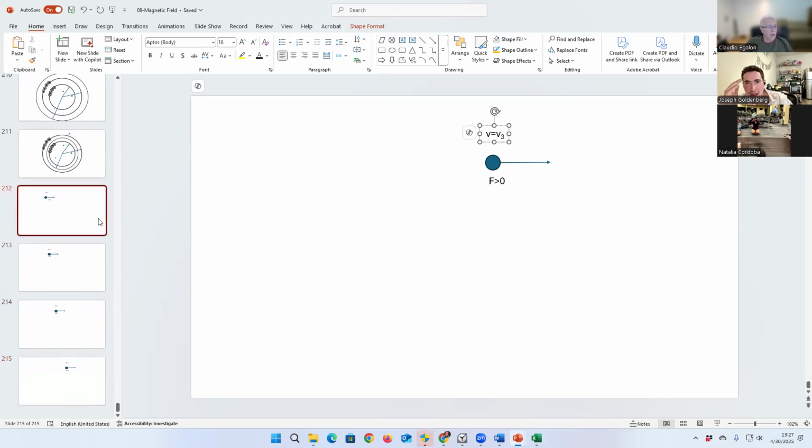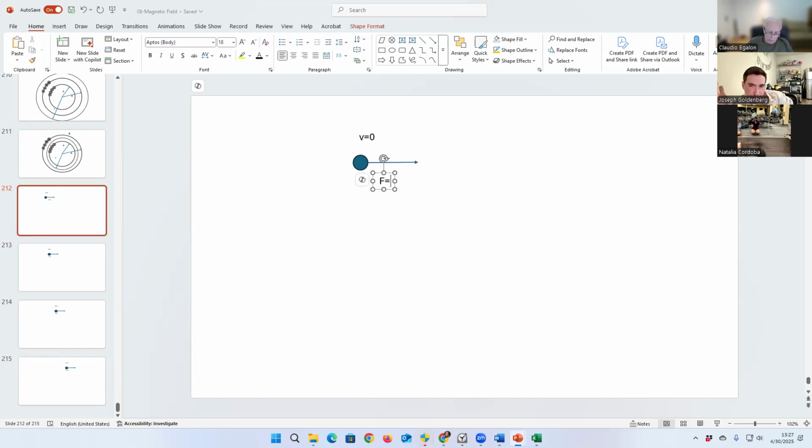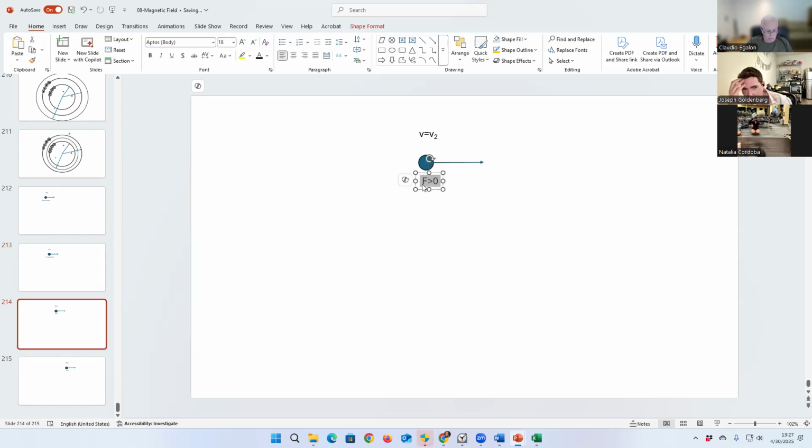Now, the force is constant. Is velocity changing and force changing? No, the force is constant. Because the force is constant, the velocity must change. Now we are going to do something different.